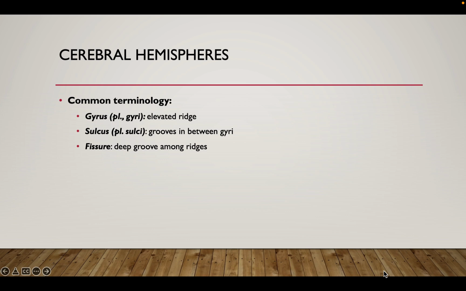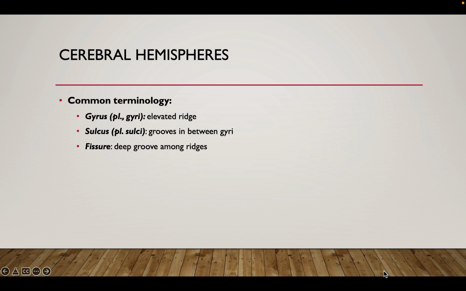Each one of these ridges is known as a gyrus. Now, gyrus is singular. When you have multiple of them, you'll call them gyri. In between adjacent gyri, you have grooves, and these grooves are known as sulci, or sulcus being singular. Now, a fissure is essentially just a deeper groove, and so sulci and fissure are basically the same thing, with a sulcus being a more shallow groove and a fissure being a deeper groove.